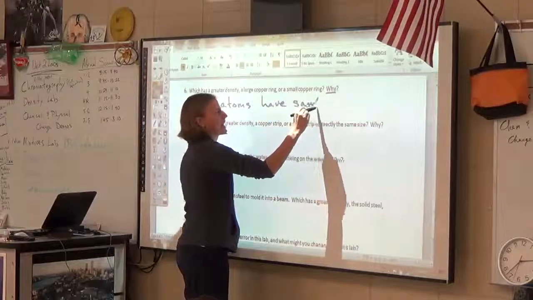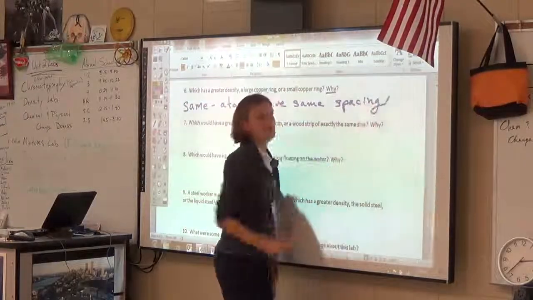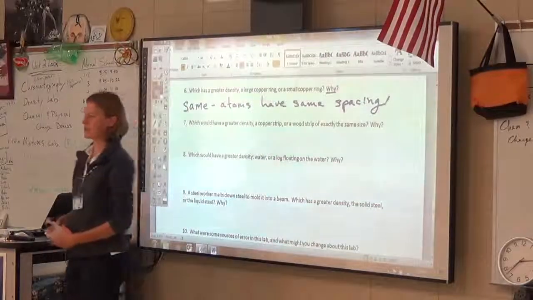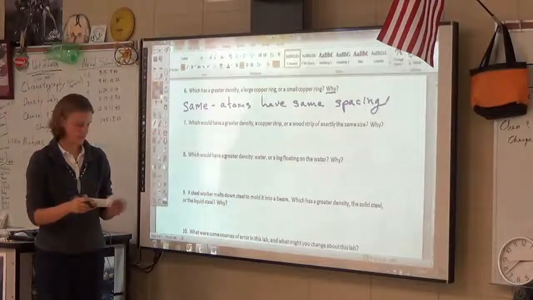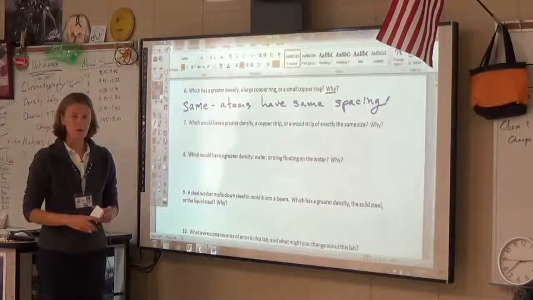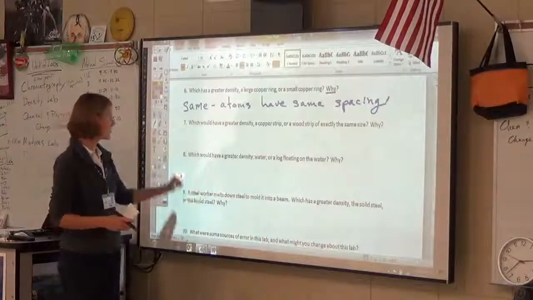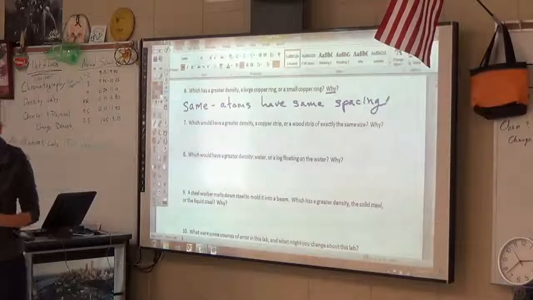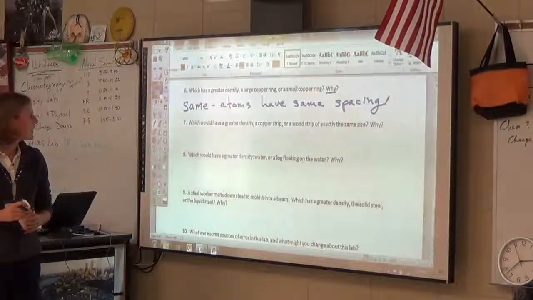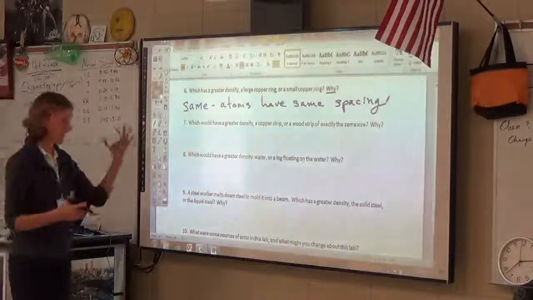So I'm going to say atoms have the same spacing, no matter what size chunk or piece of copper I use. Can we write this down? Like I said, I'm not doing all the questions, but I like to hit on these. I think these are important to make sure we understand density. For homework, before we turn in our lab notebooks, you need to finish the others.